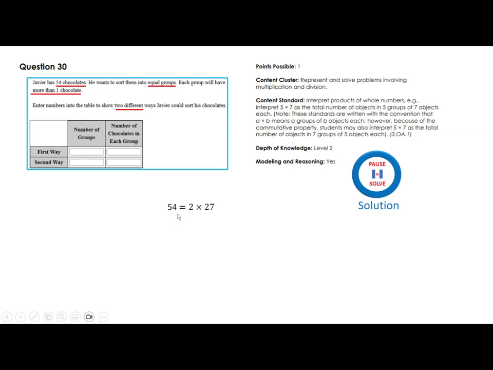So 54 can be done into 2 times 27. So you can have 2 times 27, one option. Another option is 3 times 18. Yet another option is 6 times 9. 1 times 54 is not good because they want more than 1, okay? So you choose any two of these here, 6 times 9, and 3 times 18, and you're good.